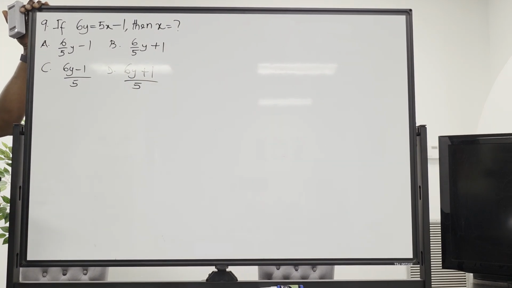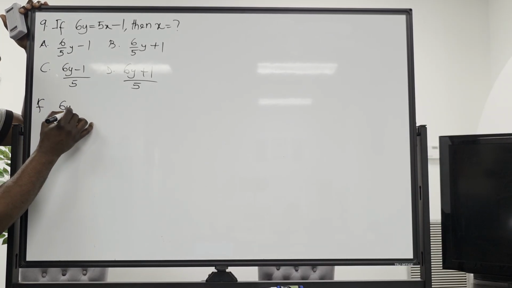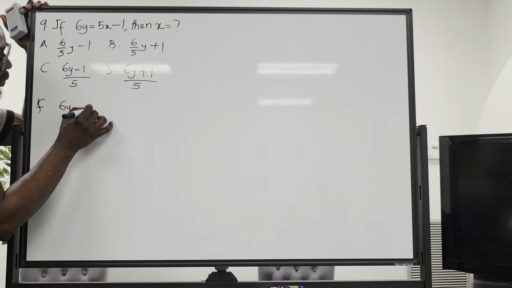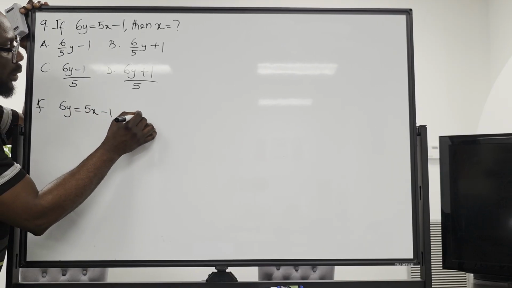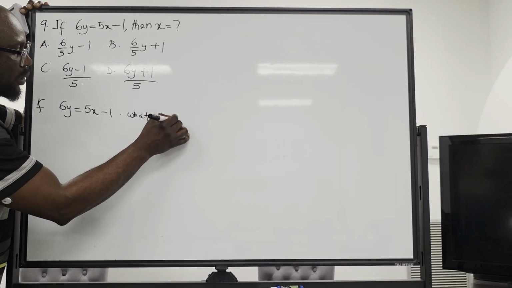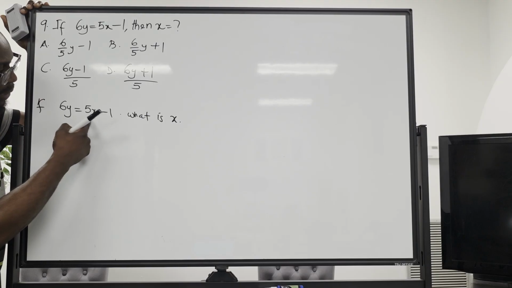So let's solve this question. If 6y is equal to 5x minus 1, what is x? That's what they're asking us. We're looking for x alone. So to do that, we need to isolate x.